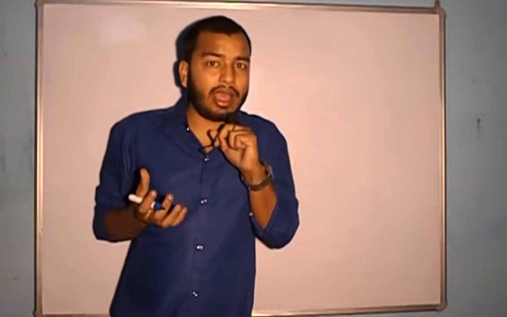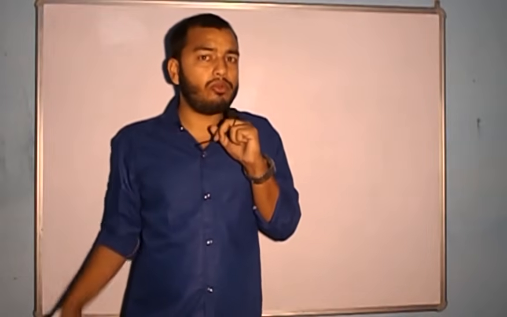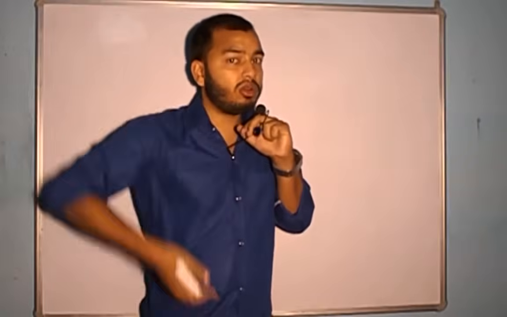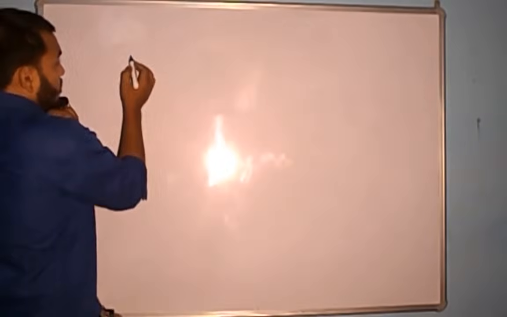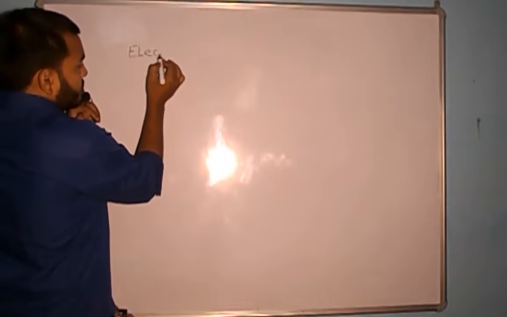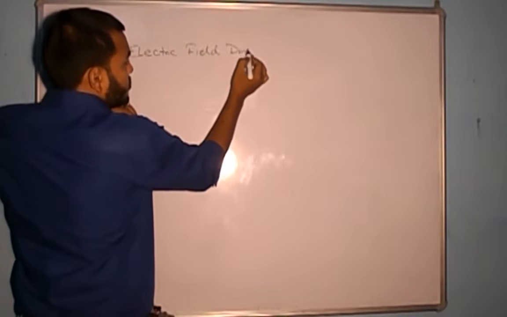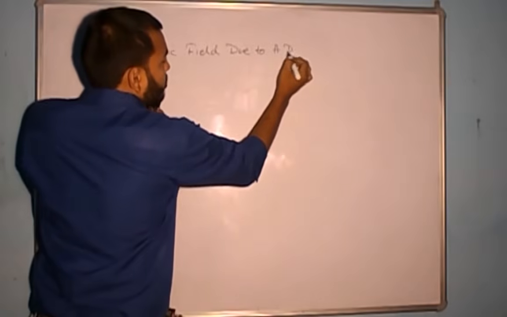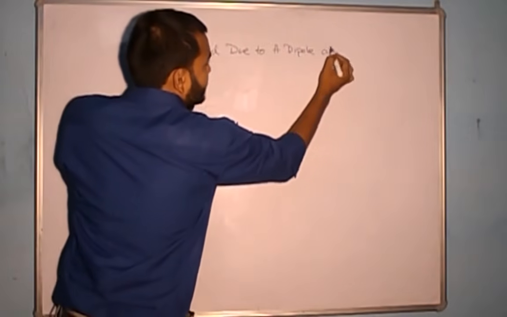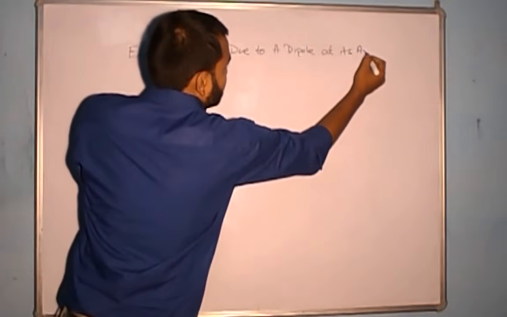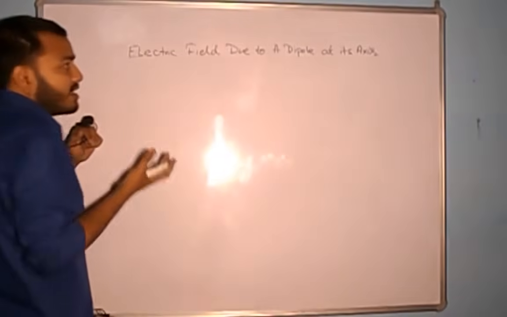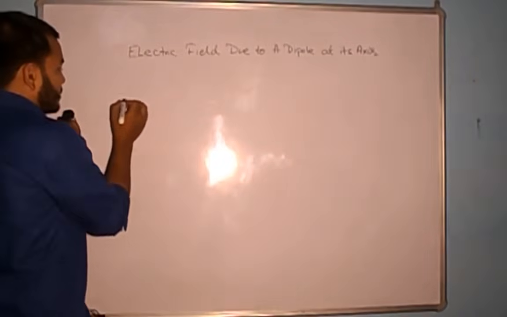The electric dipole and the electric field due to a dipole, first on its axis and then on an equatorial line. So let's deal with the electric field due to a dipole at its axis. We'll be checking out what is the electric field due to a dipole on its axis.